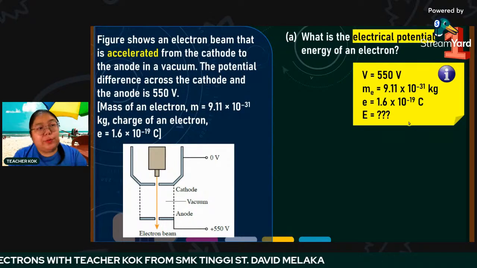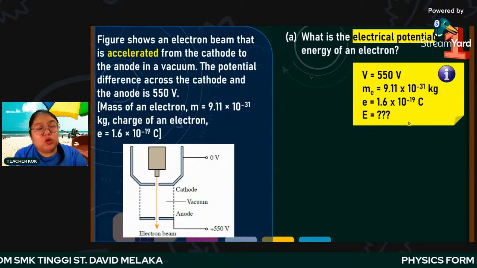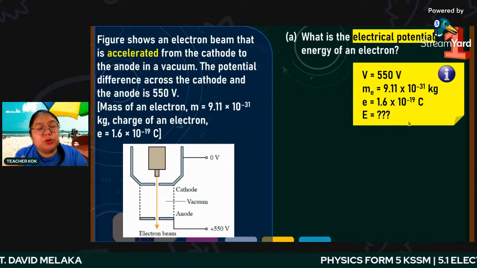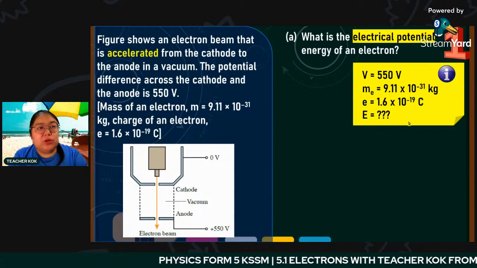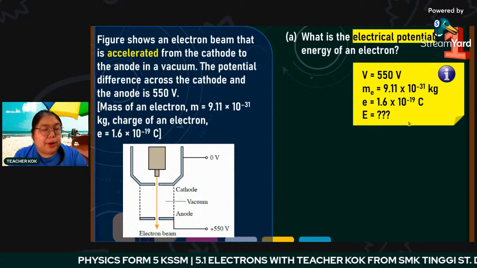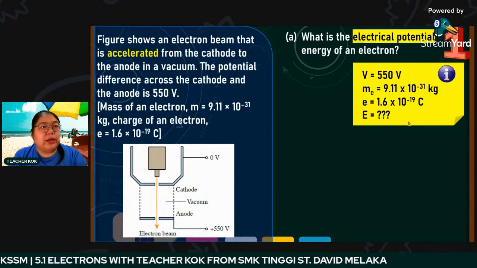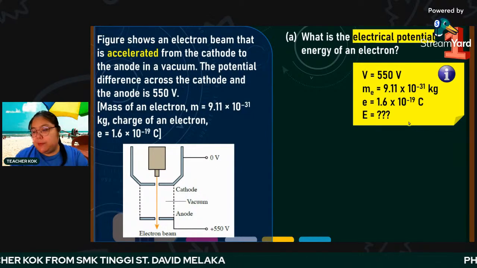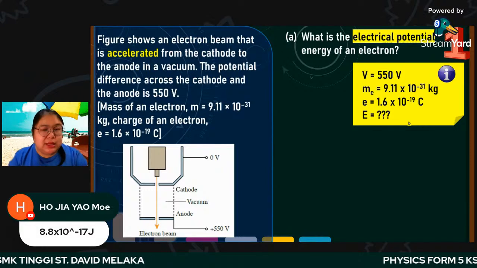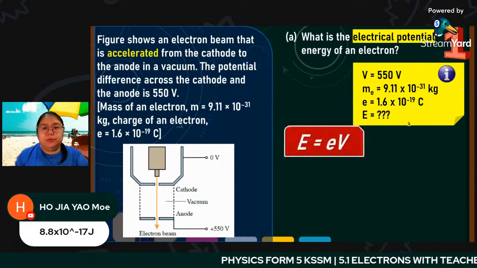Be careful when you press the calculator because the numbers are very large. They have so many powers. Don't just straightaway press your calculator then equal. We need to go step by step. You press equal first, then the bracket, then you get it. Jia, you gave me the answer already: 8.8 times 10 to the power of negative 17 joule. Joule, still joule.